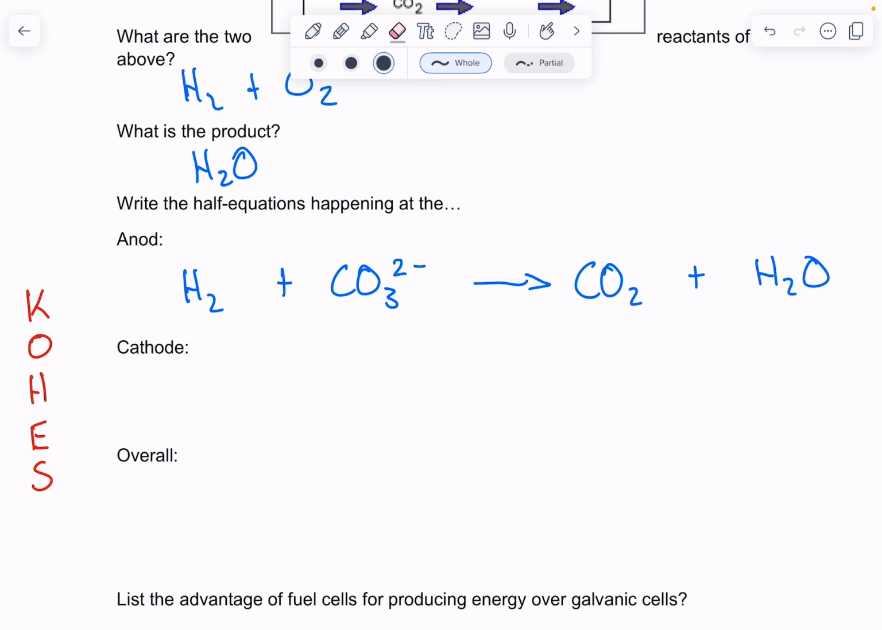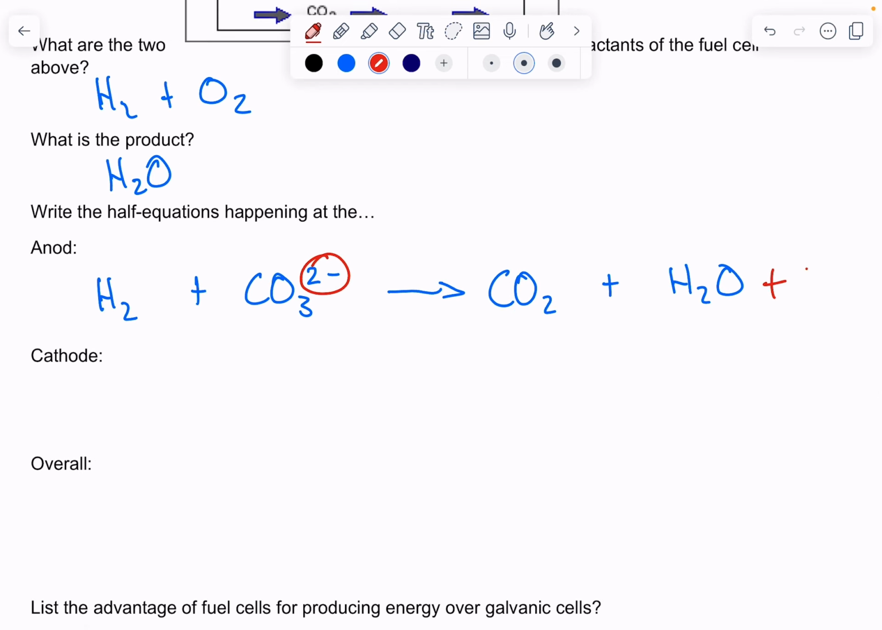I can then go across to my electrons. Now, where would I add those? I can see that there's a -2 charge here. So I would then need to add 2 electrons to the right side to make sure that both sides have a charge of -2. Last thing, states: gas, liquid because it's molten carbonate, gas, gas. So that's all there. I'm going to move on now to my cathode.